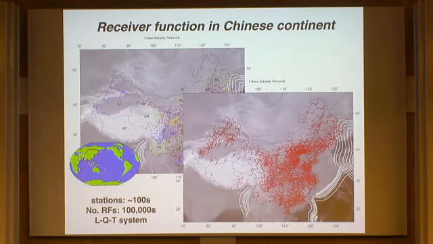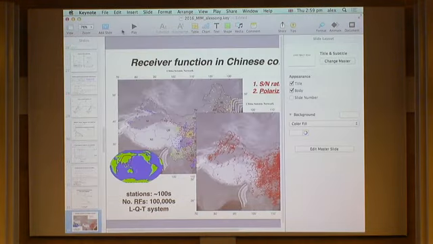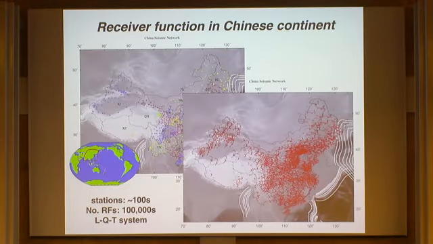Here shows where those conversions and reflections sample. As you can see, the red dots indicate the location of the pierce points, where you actually sample the 410. Similarly, most of the sampling is in the east, and there is some sampling in the west.